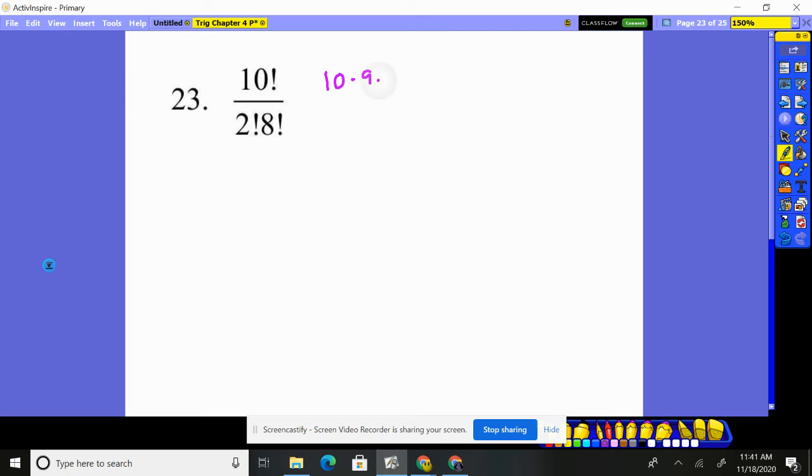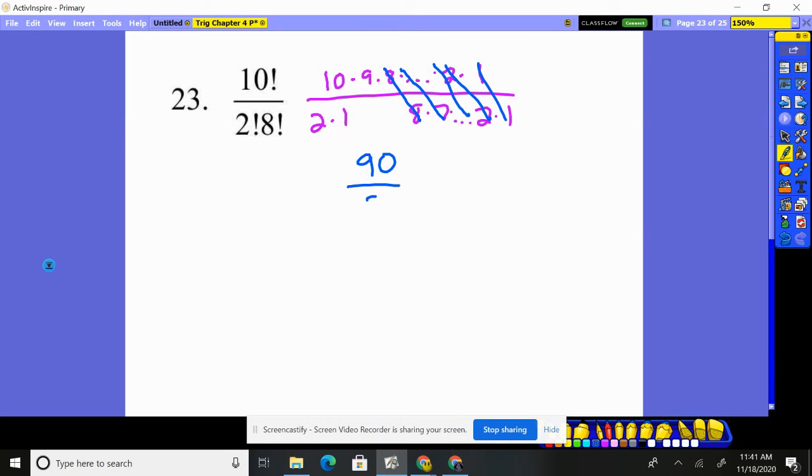All right, same thing here. 10 times 9 times 8 times ... times 2 times 1. On the bottom, I have a 2 times 1. And then I have 8 times 7 times ... 2 times 1. Who's going to cross out here? Well, the 8s, the 7s, the 6s, the 2s, the 1s, everybody. You're left with 90 on top. 2 times 1 on the bottom is 2. 90 cut in half, 45.